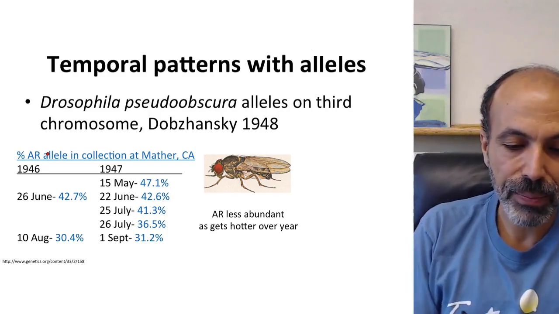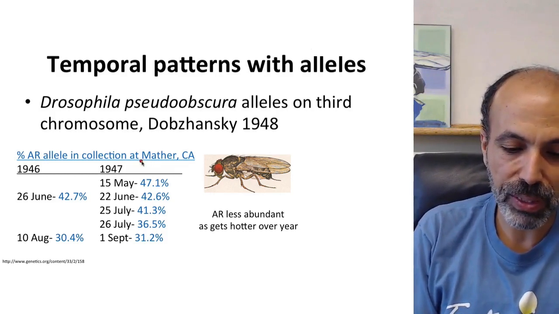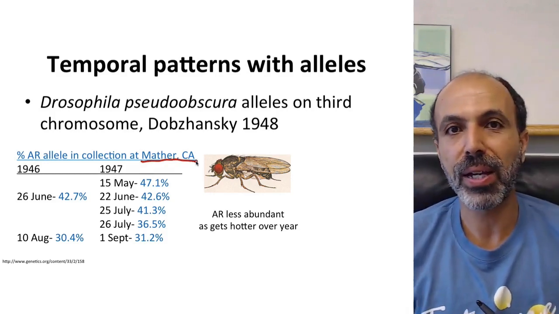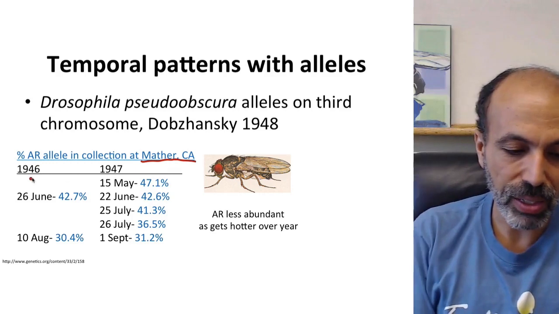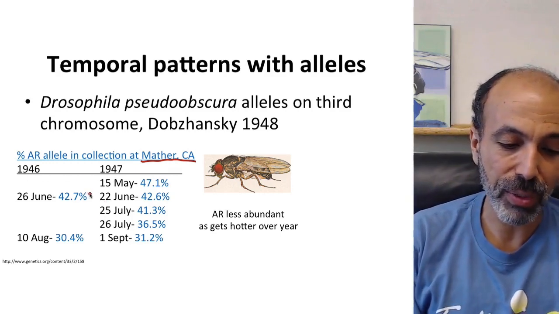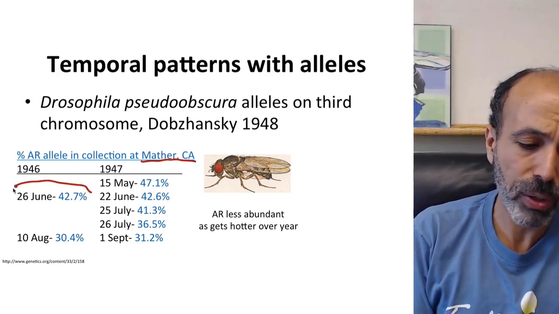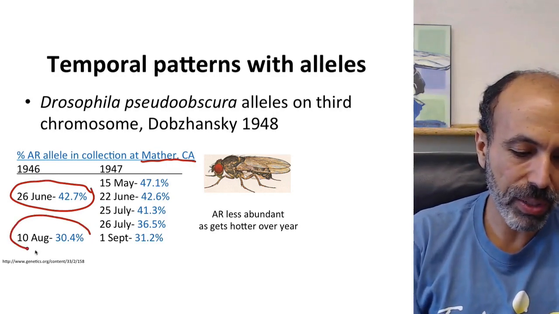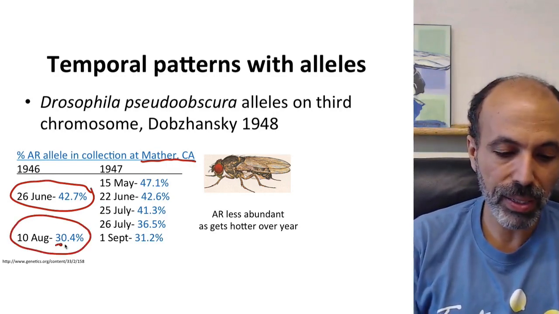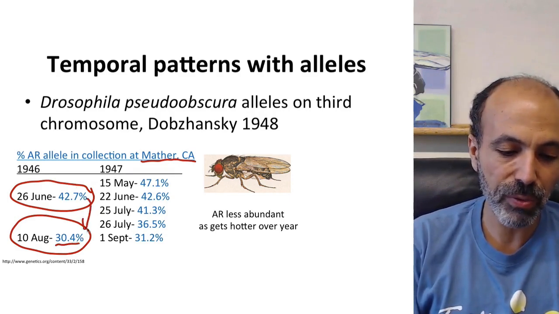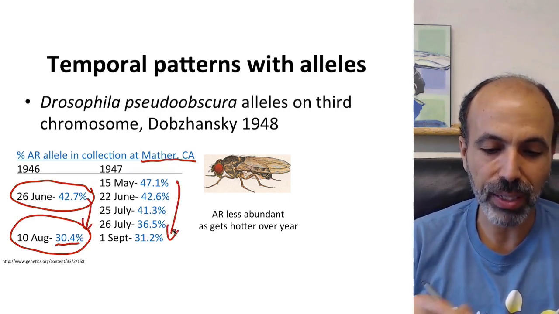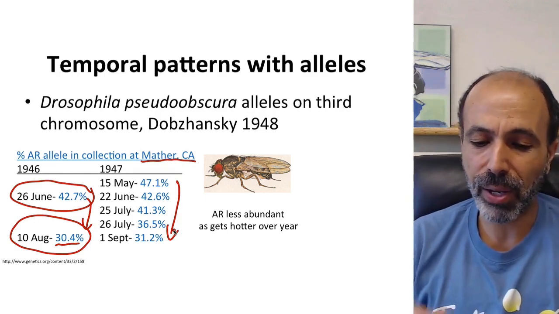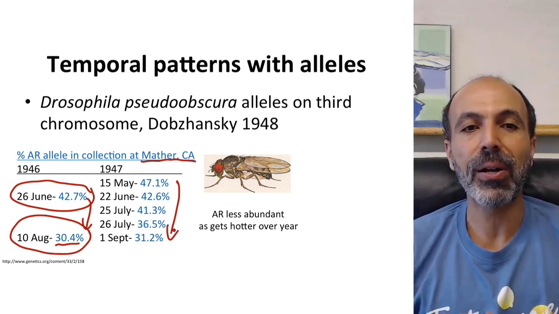So he collected Drosophila pseudoobscura from this place called Mather, California, just outside of Yosemite National Park, in 1946 and 1947. And what he found was that in midsummer or early summer, he tended to find a lot of arrowhead. As you got later into the summer, as it was warmer, you tended to see a decrease in arrowhead. So you see this a little bit in 1946, but you see it much more strikingly in 1947. Arrowhead gets less abundant as it gets hotter each year.